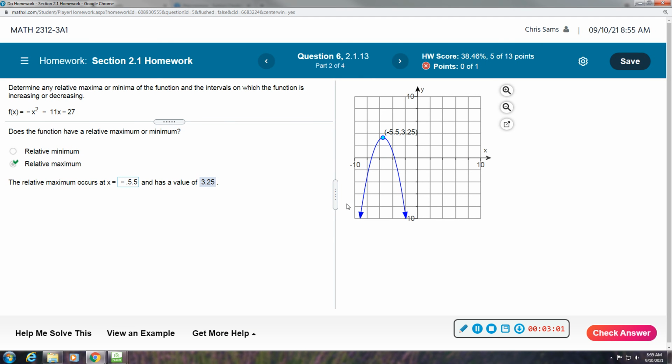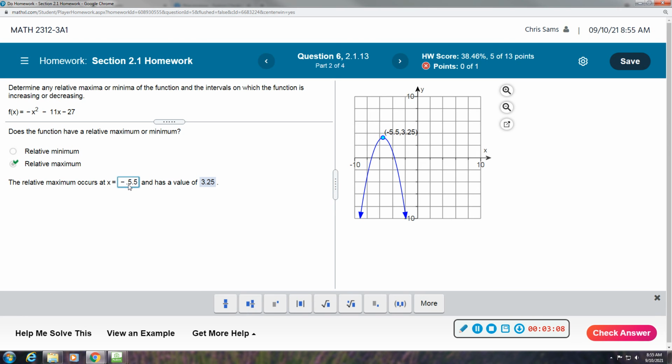Negative 5.5. Oh, I got too many decimals here.